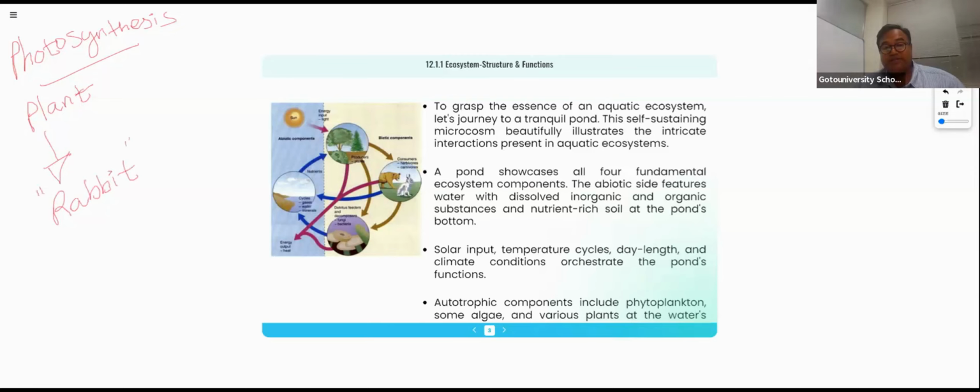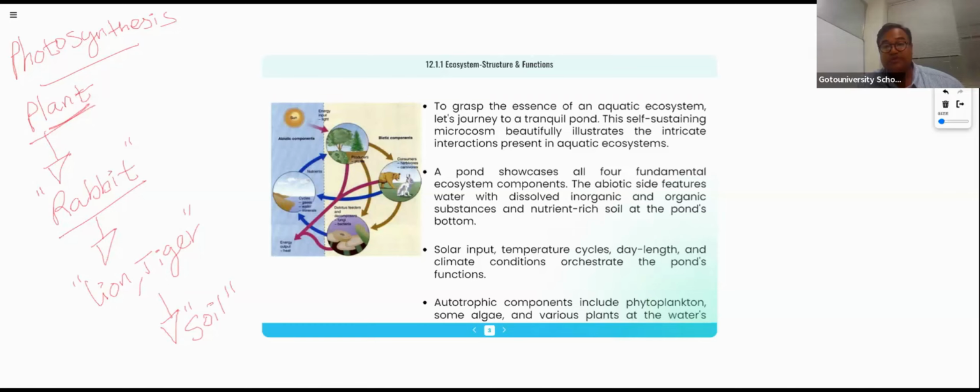This rabbit is eaten by the lion or a tiger. So once this lion or tiger is dying, it becomes nutrients in the soil. So soil nutrients are increased by lion and tiger. The lion and tiger size is increased by the herbivorous animal like rabbit. The rabbit size is increased by the plant, right? So this is a classic example which we narrated for you.